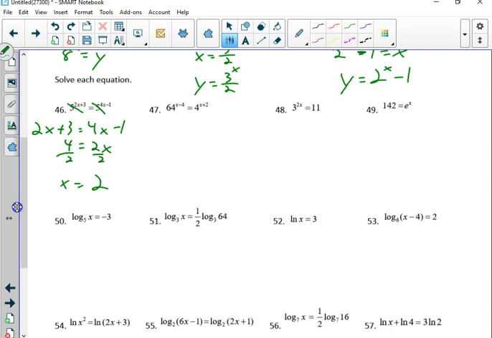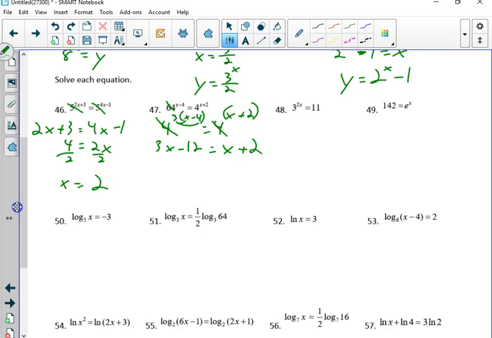Now here, I can't just cross them out, because I need to rewrite this 64 as 4 to the something. Well, 4 squared is 16, 4 cubed is 64. But I cannot forget this x minus 4 equals 4 to the x plus 2. At this point, I can cross out because I have the same bases. I'm going to distribute my 3 and get 3x minus 12 is equal to x plus 2.